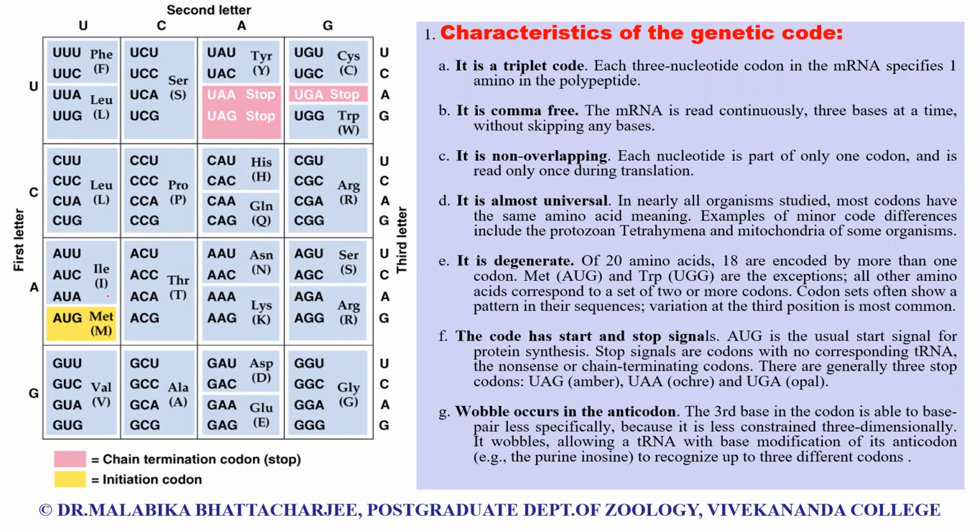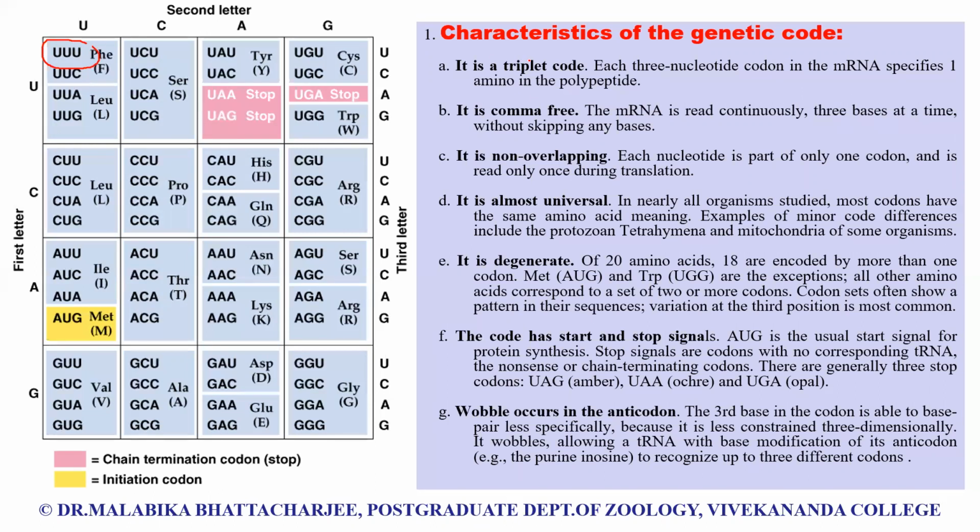The genetic code has some defined properties. The first property is that it is a triplet code. As I said, each triplet of bases codes for one amino acid in the polypeptide. These 3 triplet bases are known as one codon. So each mRNA codon that specifies an amino acid in a polypeptide chain consists of 3 nucleotides. This is the first property of the genetic code.